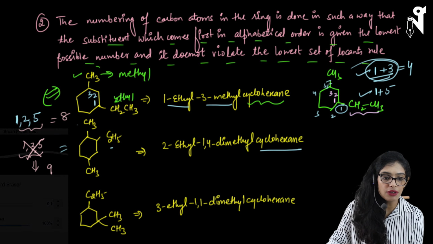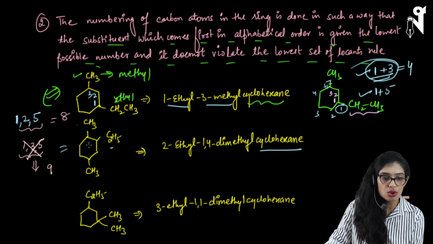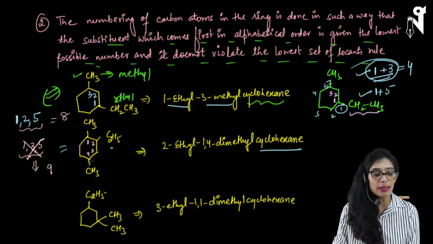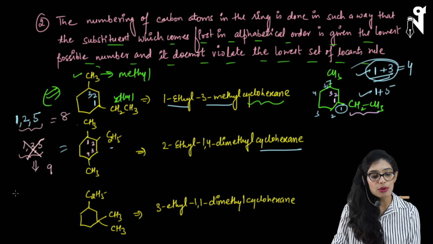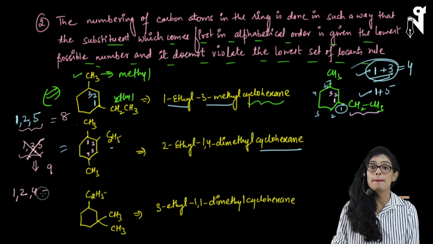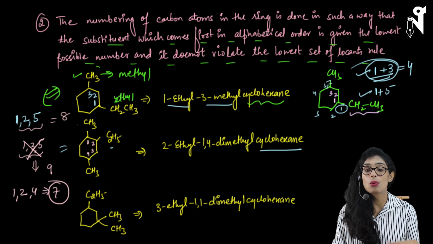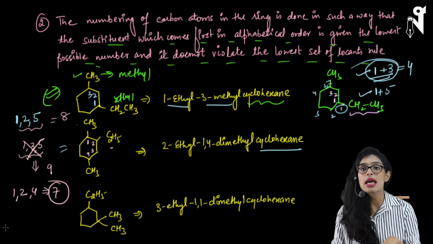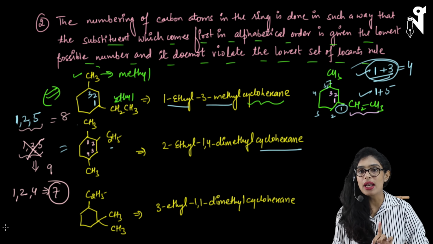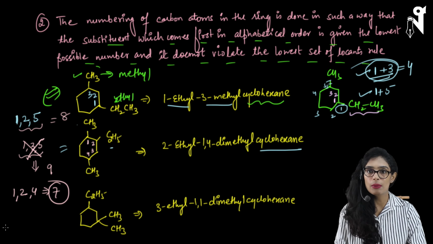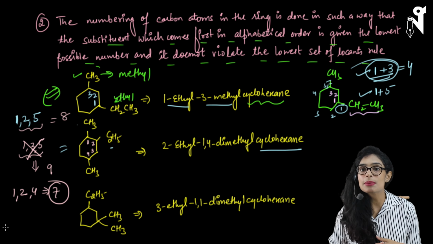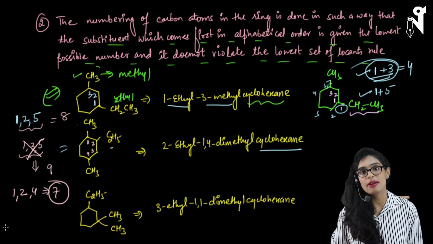Let me try numbering from here: 1, 2, 3 and 4. If I number it this way, I'm getting position 1, position 2 and position 3, so the overall sum is coming 7. But what is the concern over here? The concern is my ethyl, which was alphabetically first, is not getting position 1 now, it is getting position 2. But it's completely okay. Why is it completely okay? Because the sum is coming 7.